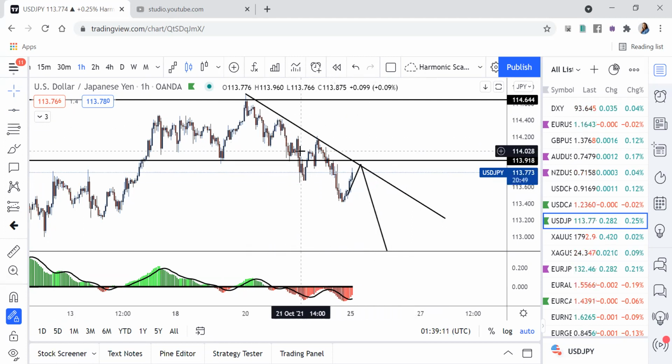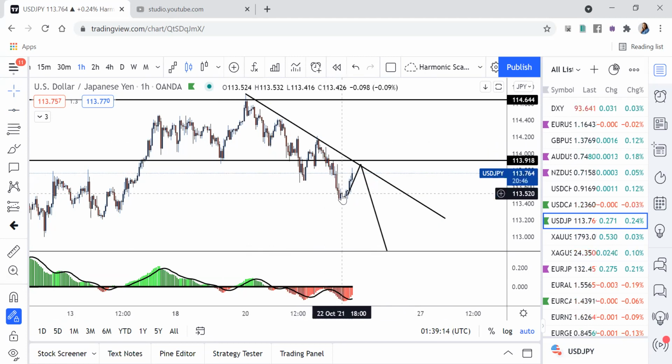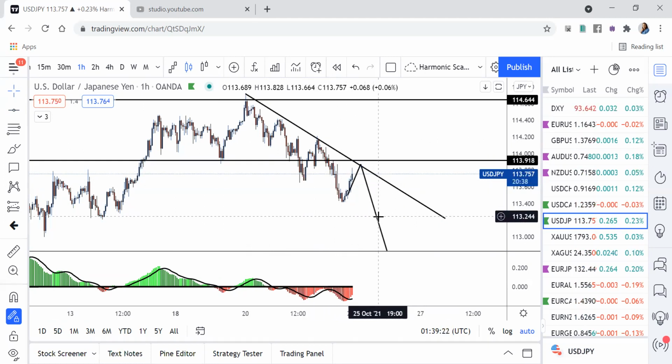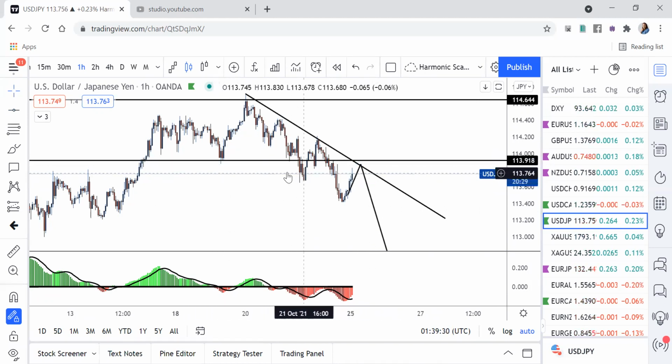So what am I looking for? Now that structure was broken, we have a clean break of structure, right? I'm going to wait for a retest, and then I'm going to look to sell. So that's my move on USD JPY. We have a clean break of this 1 hour low. Structure was broken. Wait for the retest, right? So 2 areas for possible retest: 1 hour structure and this trend line.